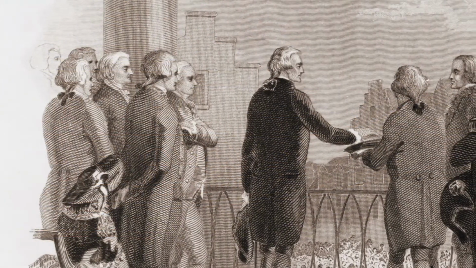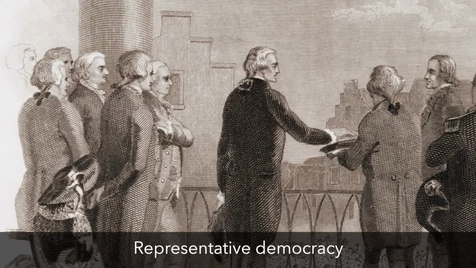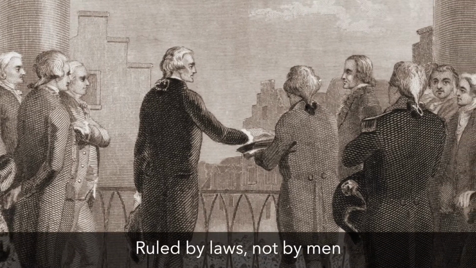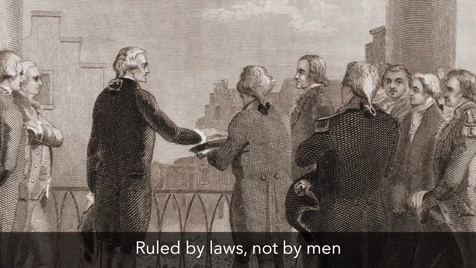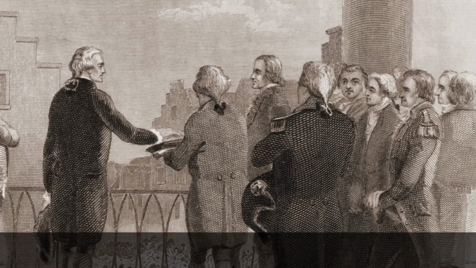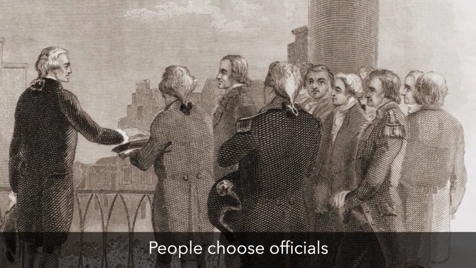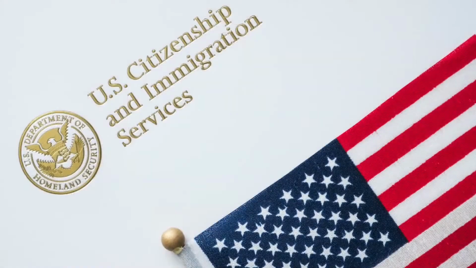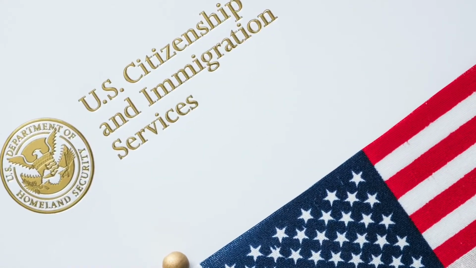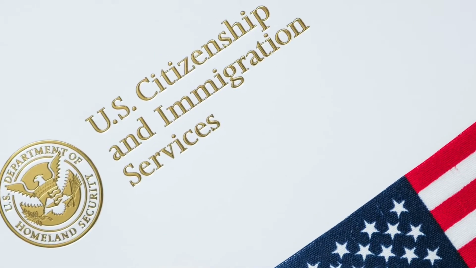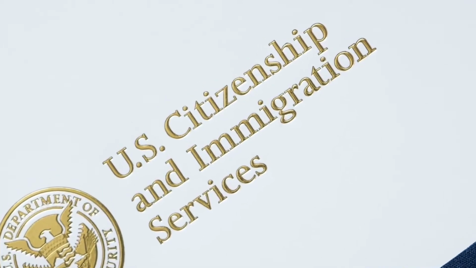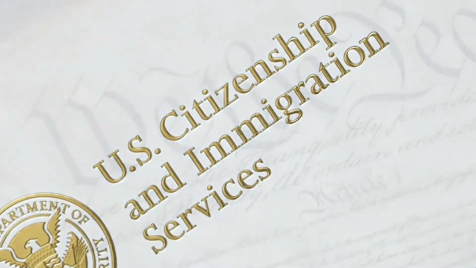The founders of this country decided that the United States should be a representative democracy. They wanted a nation ruled by laws, not by men. In a representative democracy, the people choose officials to make laws and represent their views and concerns in government. The following section will help you understand the principles of American democracy, the US system of government, and the important rights and responsibilities of US citizenship.